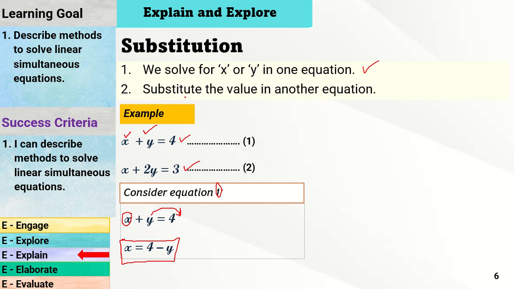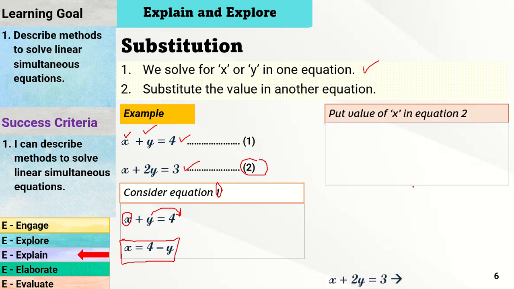Now the second step is to substitute the value in the other equation. What is the other equation? We have equation number 2, right? So we'll substitute this value of x here. This is my equation, x plus 2y equals 3. Now x is how much? 4 minus y. So it will become 4 minus y plus 2y equals 3, right? So I replaced x with 4 minus y.